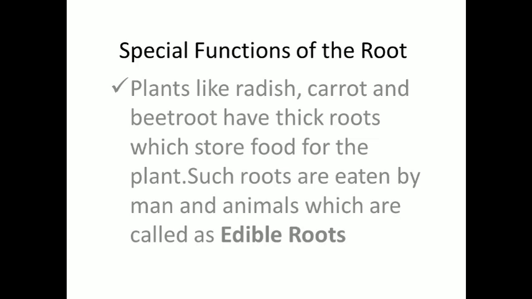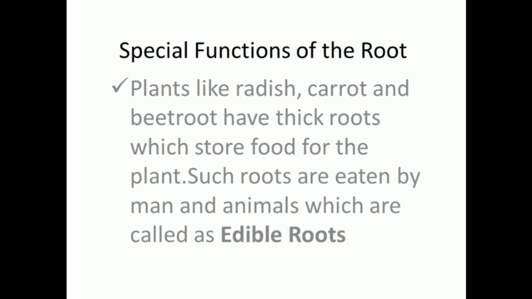Okay, now there are some roots which are meant for performing some special functions. For example, plants like radish, carrot, and beetroot have thick roots which store food for the plant. The plant makes the food, and in plants like radish, carrot, and beetroot, the food gets stored in the roots, and these roots can be eaten by both man and animals, right? We eat radish, carrot, beetroot, turnip, and so on.